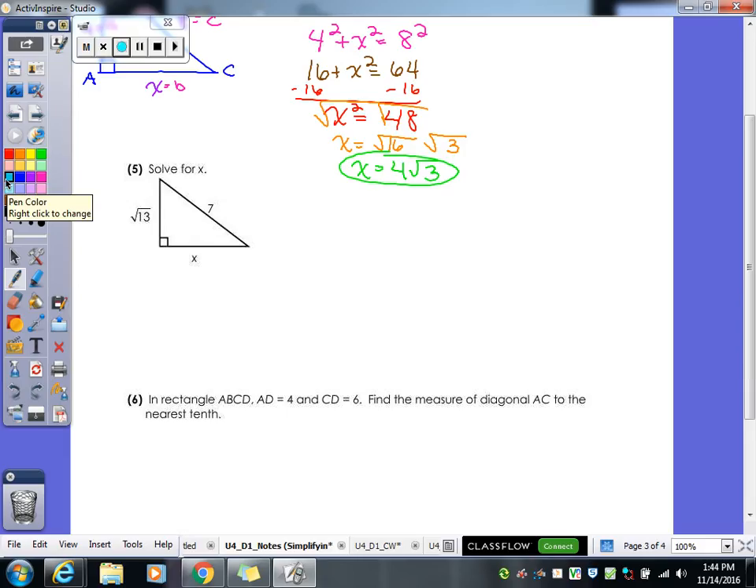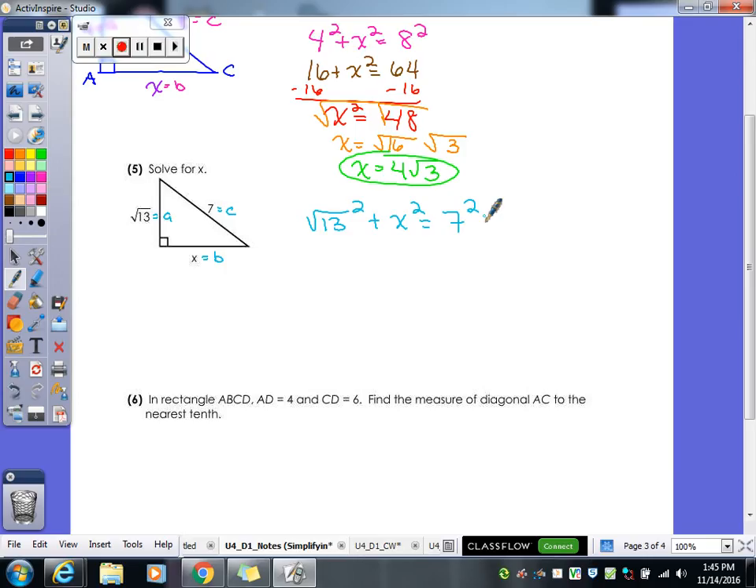So number 5, again, solving for x. It involves the 3 sides of a right triangle, so that's our Pythagorean theorem. Which side is our A? No. A, I'll use as radical 13. B, have it be my x, and then my C is my 7. So radical 13 squared plus x squared equals 7 squared.